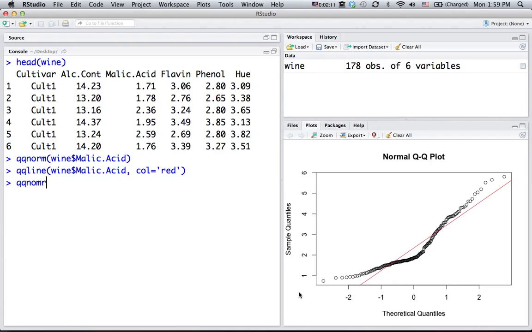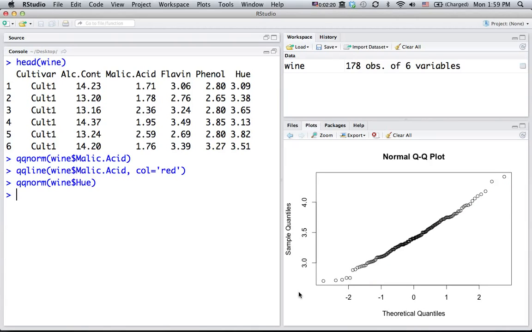Let's look at a different variable, this time hue, which is just a scale of colors that the wines might be. So this is the QQ plot. Now in order to assess whether it's normal, let's add on a QQ line. Again, color equals red. For this plot, we see that while there are some points which do not specifically lie on the line at the ends, the vast majority, in fact almost all points, do lie on this line. This tells us that the hue variable is most likely normally distributed. Therefore, if we want to assess it with hypothesis tests, we can use parametric methods.